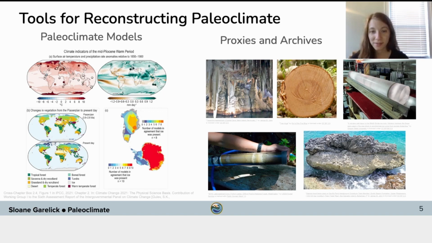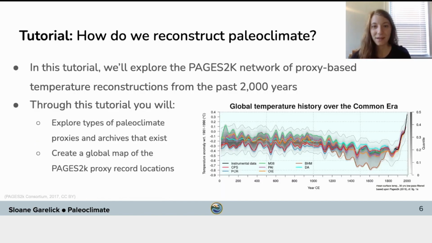Throughout the remaining tutorials today, we'll learn more about each of these archives and the types of proxies that paleoclimate scientists can measure within each archive to reconstruct past climate. In this first tutorial, we'll explore the Pages 2K network of proxy-based temperature reconstructions. And the Pages 2K network is a compilation of temperature reconstructions based on proxies that span the past 2,000 years. Through this tutorial, you'll understand types of paleoclimate proxies and archives that exist, and we'll create a global map of locations of the Pages 2K proxy record.